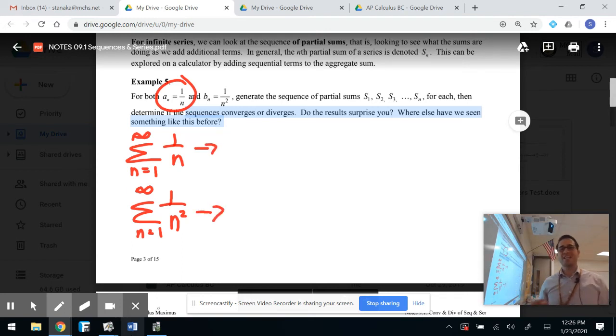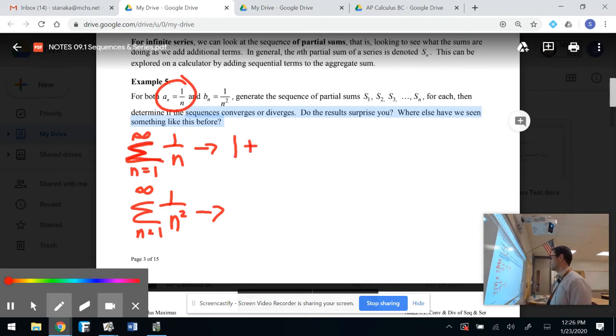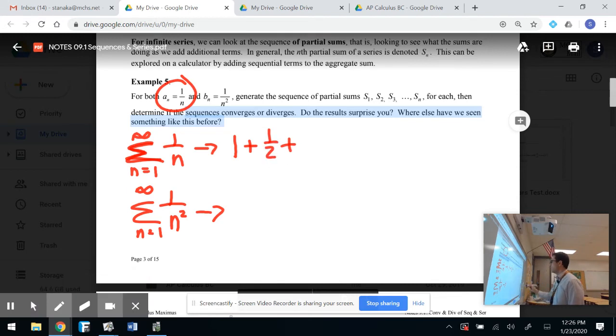Now let's start listing some of these out. So let's put a 1 in there. 1 over 1 is 1. Plus, why plus? Because we've got the sigma, right? I'm going to put a 2 in there. That's 1/2. Plus 1 over 3. Plus 1 over 4. Plus 1 over 5. Plus dot, dot, dot.